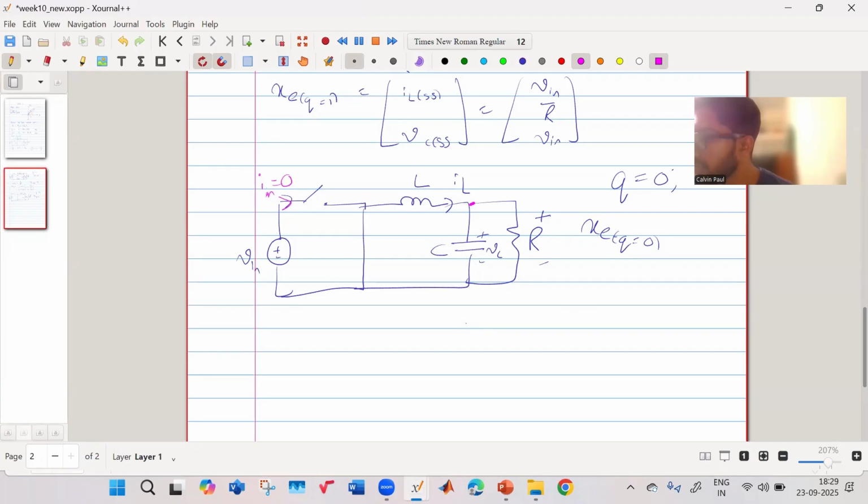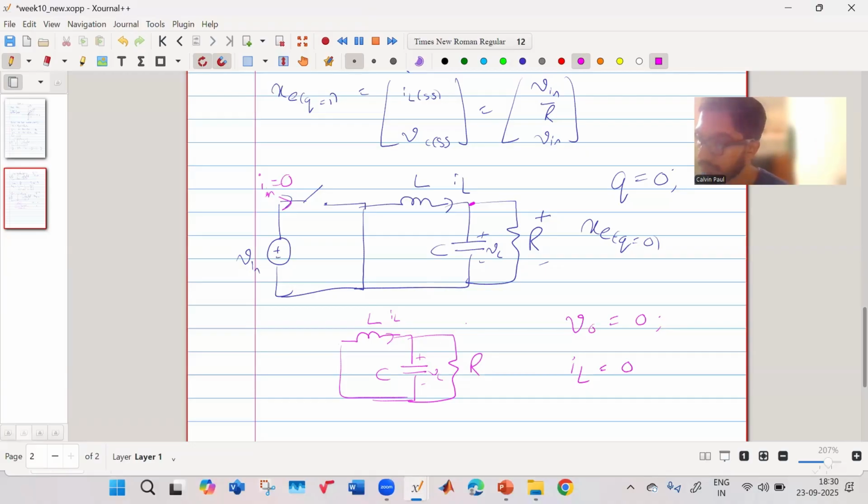If you look at this circuit, it is just your L, C, and R. This is your circuit. Now this is your IL and this is your VC. If you think in steady state, what will happen? Your inductor will be shorted, your capacitor will be open circuited. That is why your voltage V0 will be equal to 0, and hence your current IL also will be equal to 0.